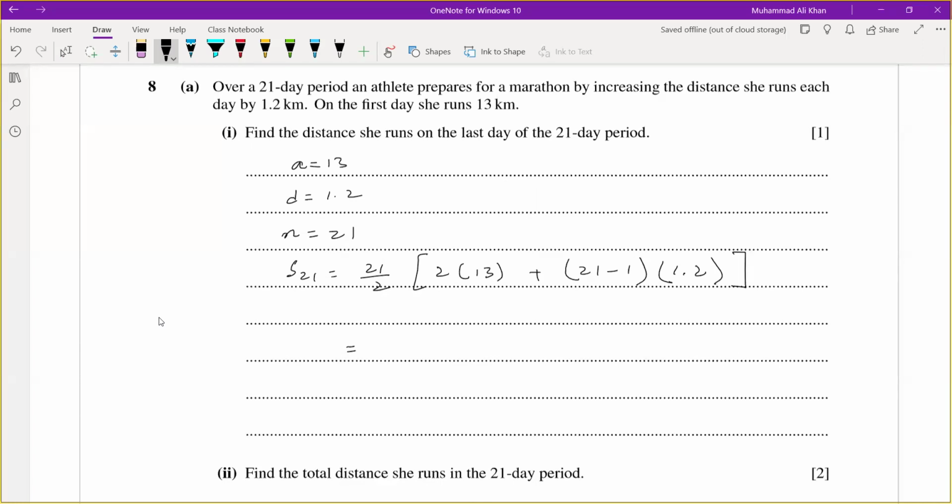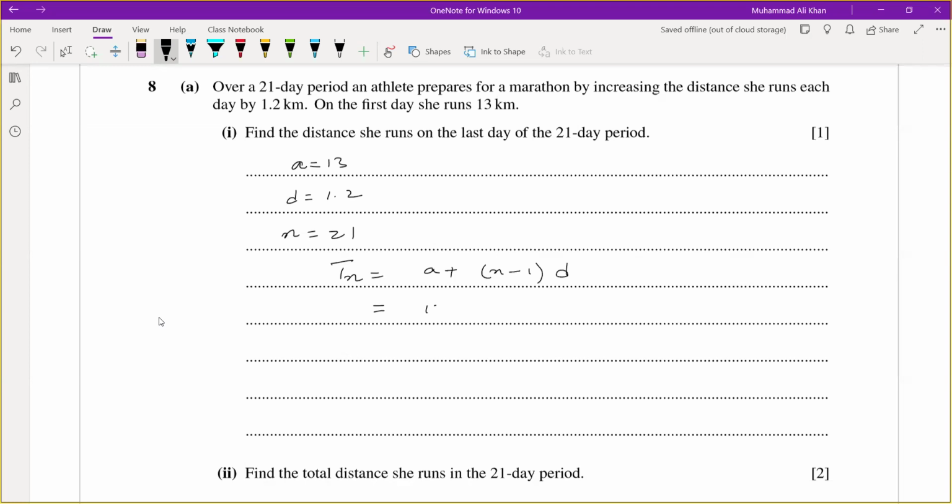Find the distance she runs. Sorry, find the distance she runs on the last day. आखिरी दिन कितना distance means what is the last term, which is the 21st day. So we need to use the formula of Tn equals to a plus n minus 1 into d. ये जो सम का फॉर्मूला है, अगर ये कहते फाइंड द टोटल डिस्टेंस शी रन्स तो सम का फॉर्मूला लगाते. लेकिन अभी इसने क्या कहा है, सिर्फ 21st डे का डिस्टेंस कैलकुलेट करना है. तो वी नीड टू कैलकुलेट single term by the help of indicated term formula.